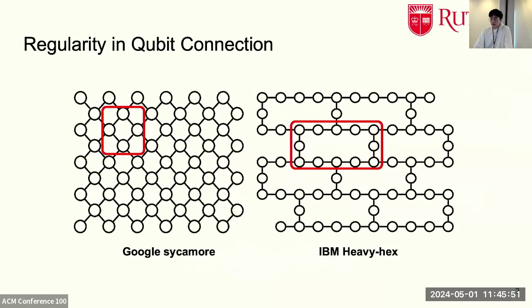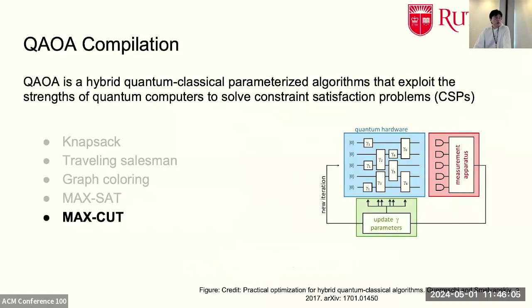Quantum chips such as Google Sycamore and IBM HyperX exhibit regular patterns in qubit connection. Google Sycamore is shaped like a rotated 2D grid, and IBM HyperX consists of several dodecagons. So we leverage this regularity to streamline the compilation of QAOA programs. QAOA is a hybrid quantum-classical parameterized algorithm that exploits the strengths of quantum computers to solve optimization problems, like MaxCut.